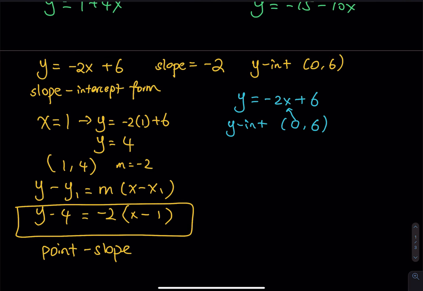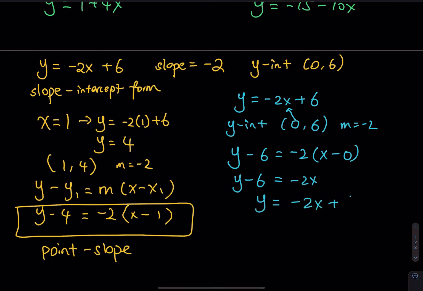All right, so we have a point. The slope is equal to -2. Now let's build. So we have y minus y1 equals slope times x minus x1. So y minus 6 equals -2x, right? And then you add 6 on both sides, so -2x plus 6. So this is how you go from slope-intercept to point slope. And from point slope, I can easily go back to slope-intercept. So that's how you do the conversion back and forth.